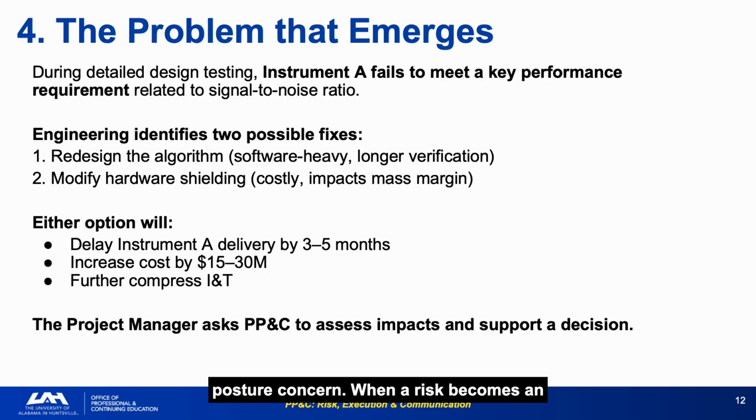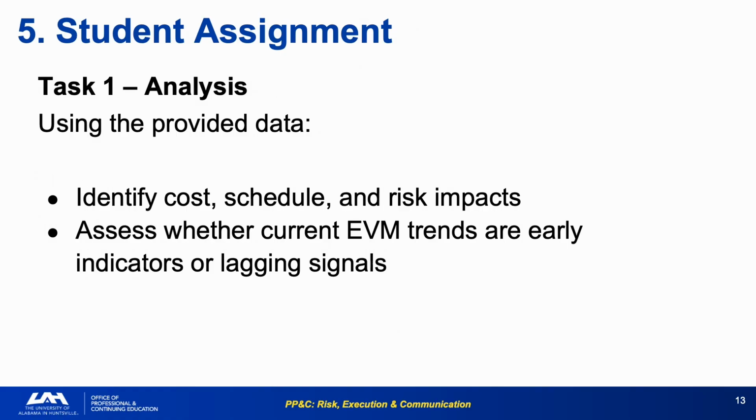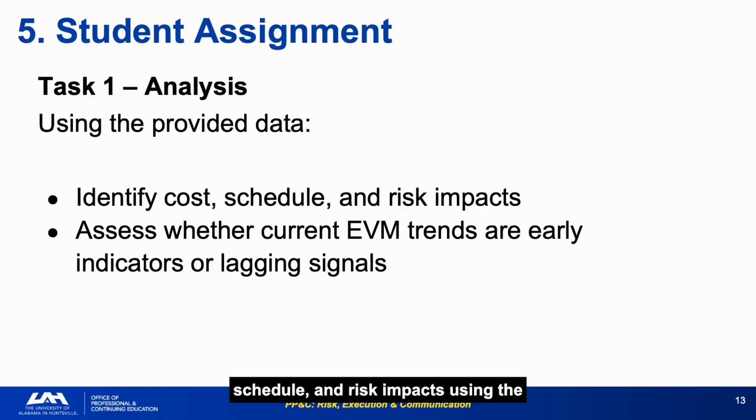When a risk becomes an issue, the first analytical task is to quantify the range of impact connected to the baseline metrics and determine how it affects the JCL confidence level approved at Phase B. All 3 steps must be completed before the PM can make a decision. Task 1 requires identifying cost, schedule, and risk impacts using the provided data, and assessing whether current EVM trends are early indicators of a developing problem or lagging signals of something already resolved.